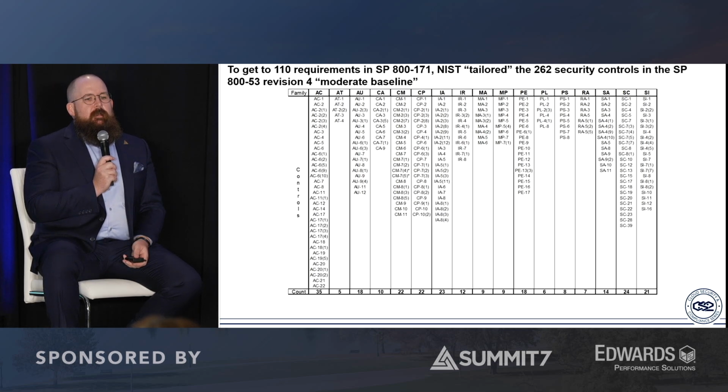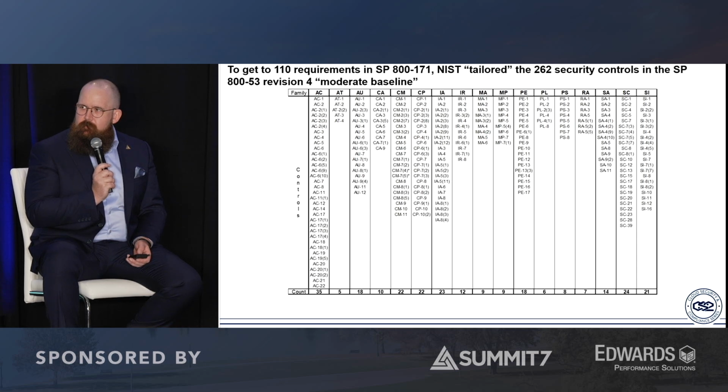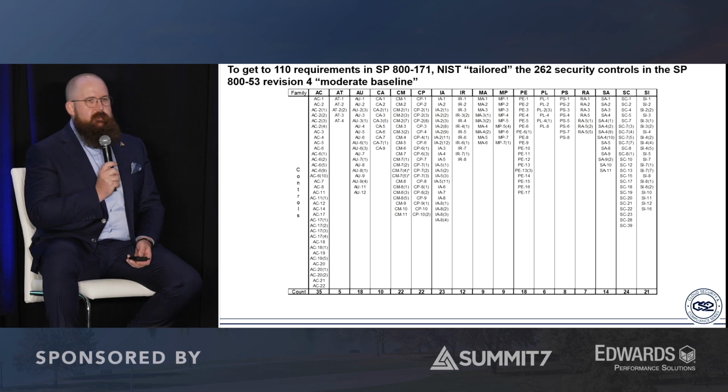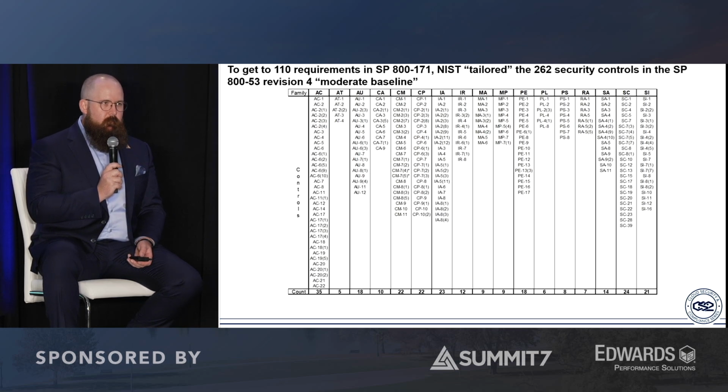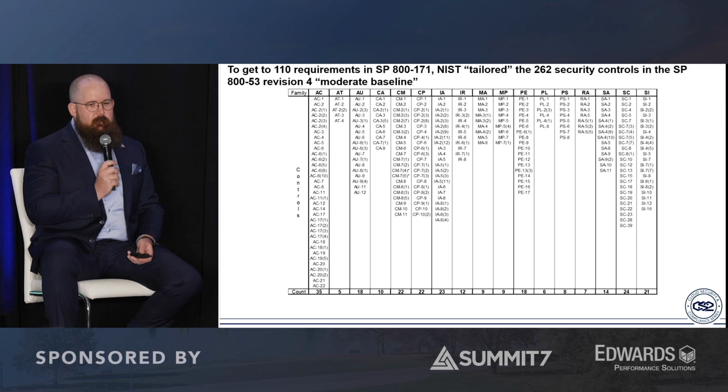Okay, so to get to the 110 requirements in 800-171, NIST had to do what's known as tailoring the 262 controls in the 853 moderate baseline. There's over 1,000 controls in 853. It is split into baselines. Because we're trying to protect CUI at the moderate impact level, we start with the moderate baseline. But we're not going to put all 262 controls into 800-171. Somehow we ended up with 110 controls.